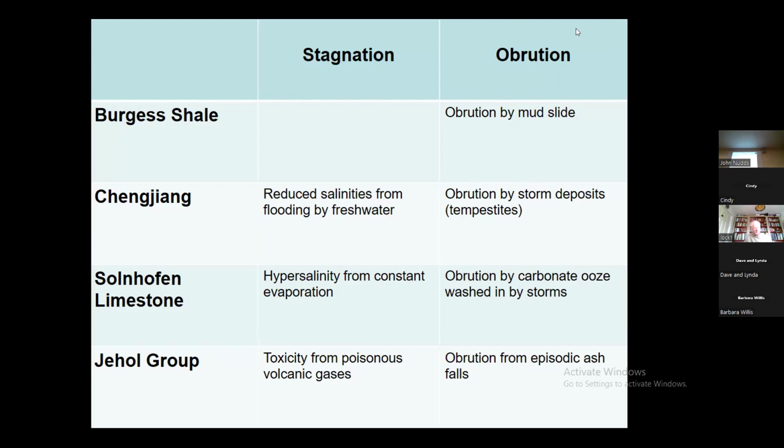So the only site I could really think of which is purely stagnation is the Holzmaden Shale, Lower Jurassic site in Germany, where you get that wonderful preservation of female ichthyosaurs in the process of giving birth. But that is another lecture.